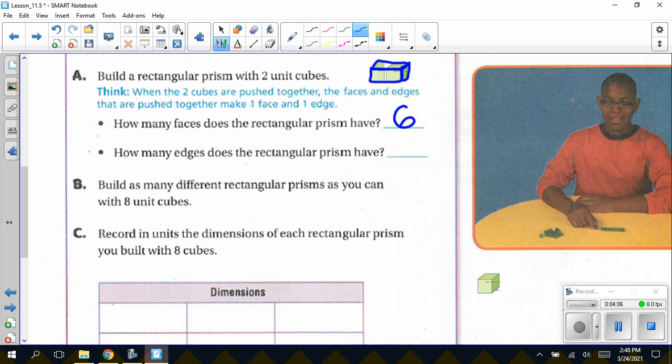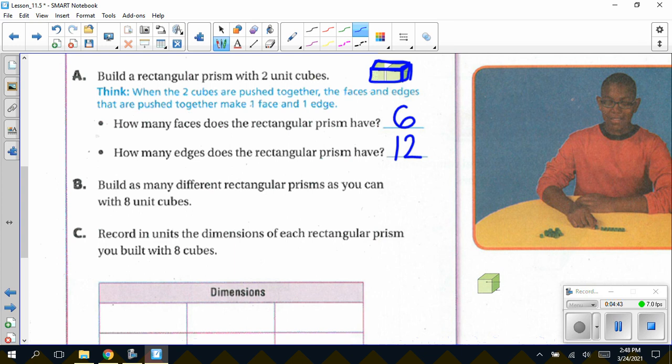Now to count the number of edges, it's just like my 1 unit cube. I'm still counting the final edges. So on the top I have 1, 2, 3, 4. Means the bottom would also have 4, so that's 8. And then for the sides I have 9, 10, and then the other side would be 11, 12. So it still has 12 edges. Didn't matter that I have 2 cubes. Those 2 cubes, when combined together, you're combining and creating one large face.